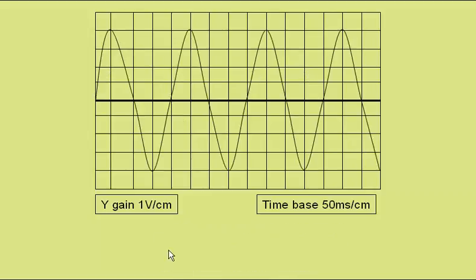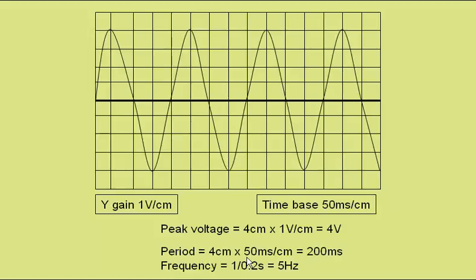Another supply, same setting here, 1 volt per centimeter, so the peak voltage now is 1, 2, 3, 4 centimeters at 1 volt per centimeter, meaning a peak voltage of 4 volts. The time period, well, now we can go from here, 1, 2, 3, 4 centimeters, so the time period is 4 centimeters at 50 milliseconds per centimeter, time period of 200 milliseconds, or a frequency of 1 over 0.2 seconds, which is 5 Hertz.